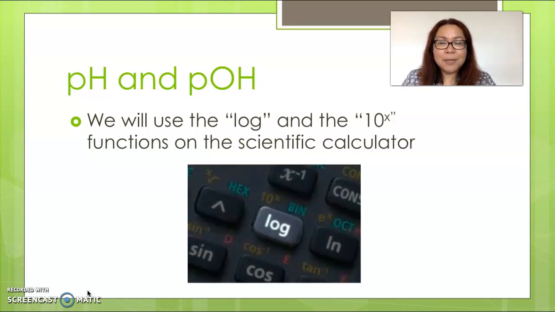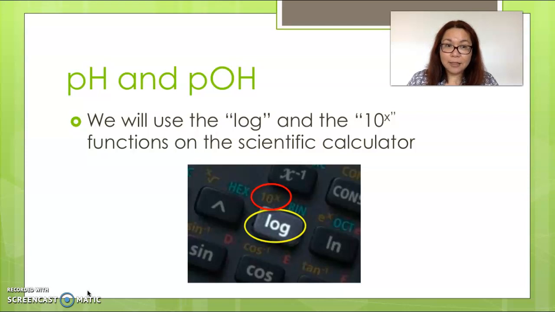And it really does depend on what it looks like on your calculator. If you don't have a scientific calculator, you can always type in Google for scientific calculator, and I can show you that later. So the log function normally looks like this, log. And in relation to the log function, the inverse is going to be 10 to the x. You're just going to have to look for it on the calculator. Usually, it's going to be close to where that log function is.